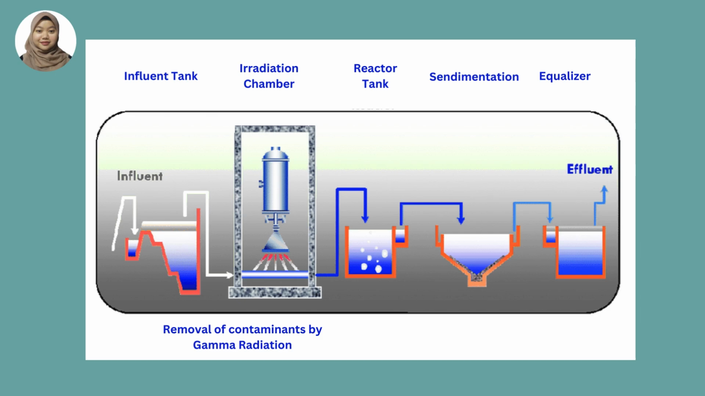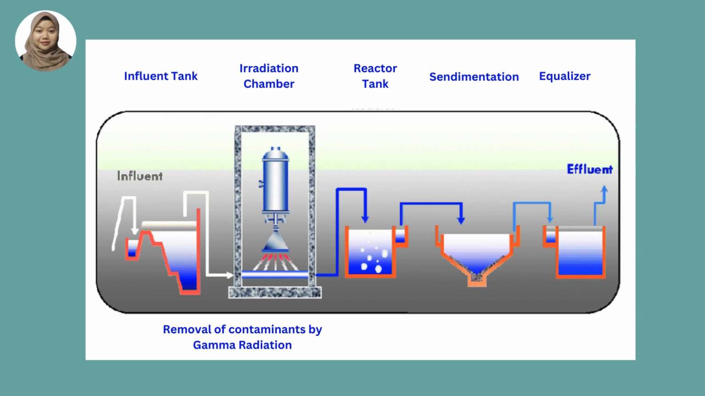Next, the wastewater passes through the gamma radiation irradiator. Here it is exposed to gamma radiation, which effectively disinfects the water and breaks down the organic and inorganic contaminants. The high-energy gamma rays kill the pathogens and degrade complex molecules, making it an efficient method for contaminant removal. After that, the wastewater enters the reactor tank.